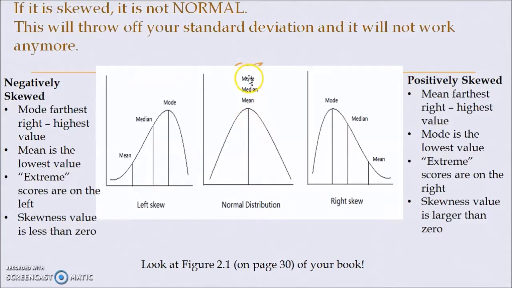This normal distribution has your mode, median, and mean at the same point. This is your normal distribution. We want our distribution to be normal, but in most cases, the distributions are not normal. They are skewed, and then they also have kurtosis, which we will talk about in just a second.